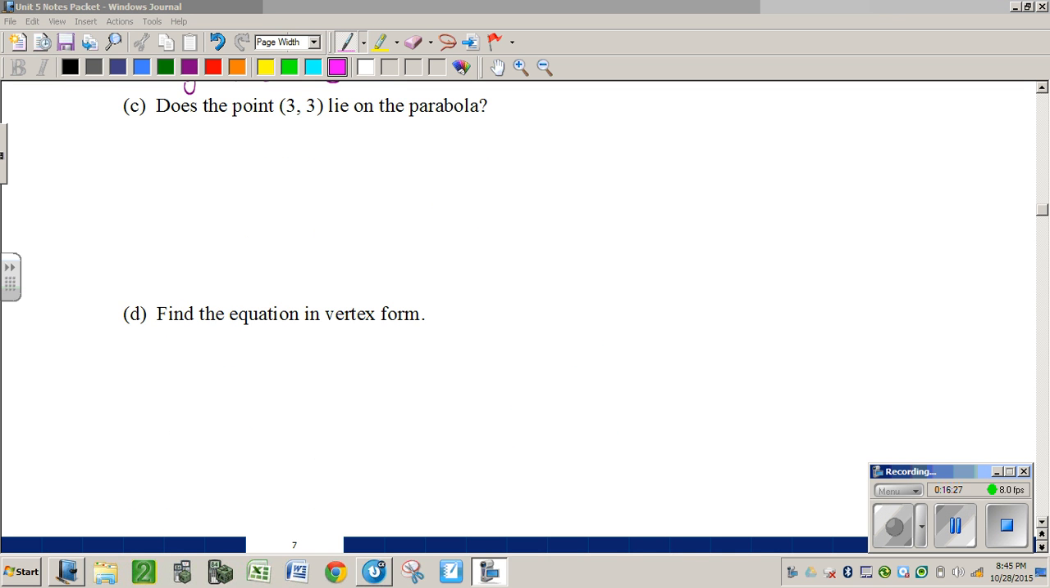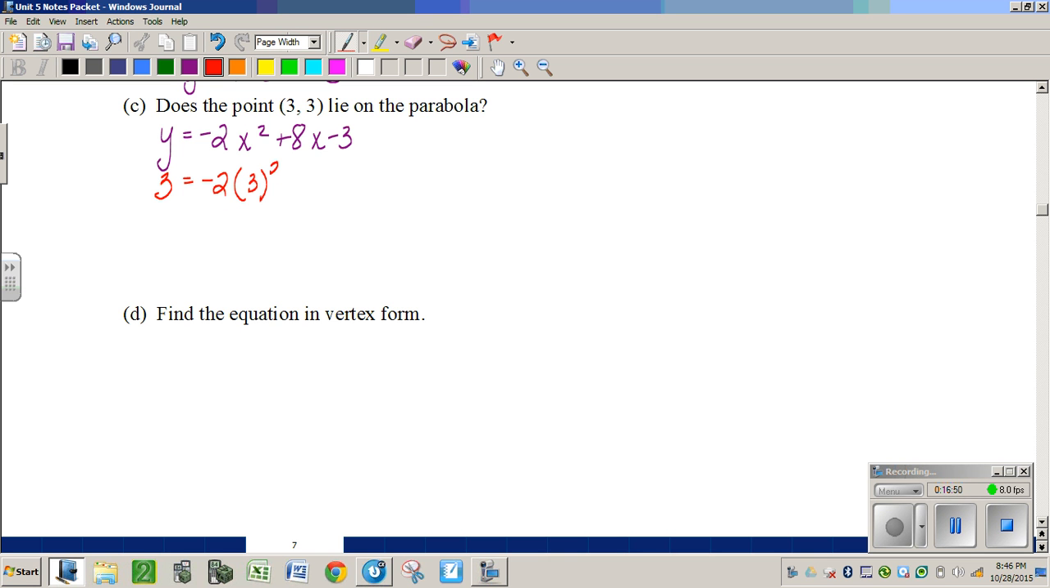If I want to determine whether a point lies on the parabola or not, I have to just substitute that value into the formula. So my original equation was y equals negative 2x squared plus 8x minus 3. And all you're going to do is substitute in 3 for y and 3 for x. Now, you shouldn't be doing any kind of inverse operations when you're checking to see if a point is on the line or on the parabola or on your graph at all. You should just be simplifying each side.